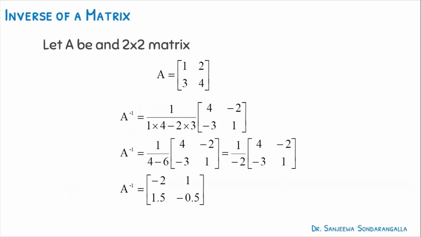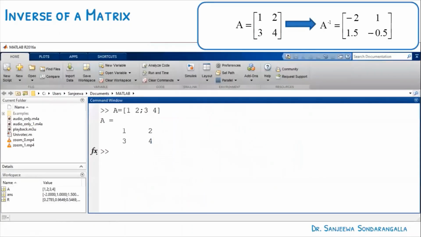Inverse of the square matrix. You can calculate the inverse of a 2 by 2 matrix using this method. In MATLAB, it can be obtained by using a single command. Type INV, open the bracket, A, close the bracket, then enter. This is the inverse of the above 2 by 2 matrix.